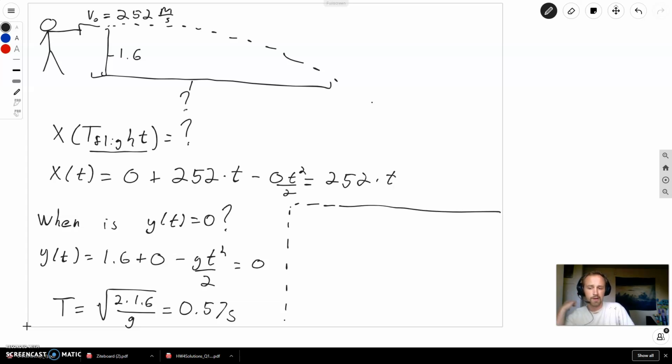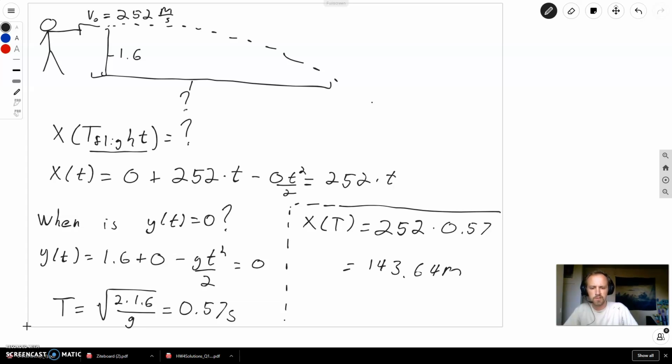Now we just need to evaluate my x at this time. Here it is. So x evaluated at the time of flight equals 252 times 0.57. So this bullet traveled a whopping 143.64 meters, which is just over the length of a football field, about a football field and a half.